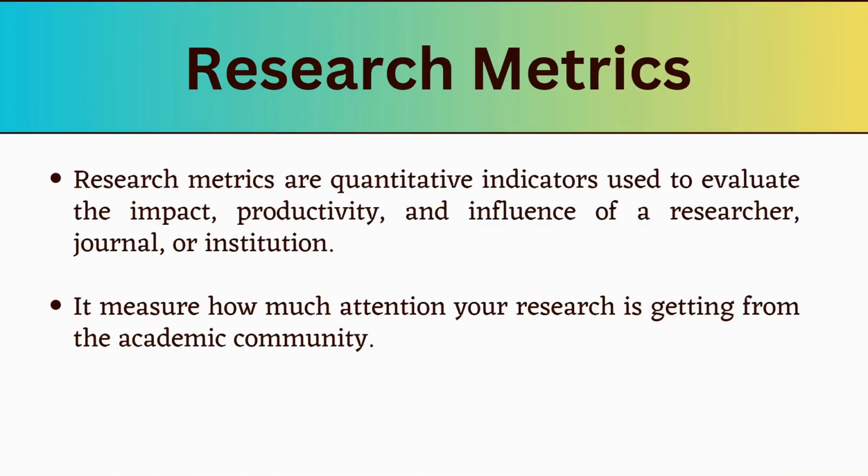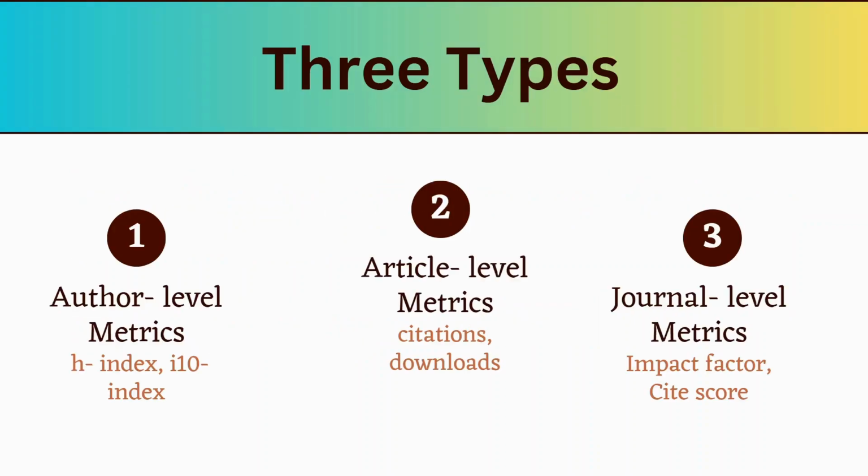Let us first understand what are research metrics. Research metrics are quantitative indicators used to evaluate the impact, productivity, and influence of a researcher, journal, or institutions. In simple words, they measure how much attention your research is getting from the academic community. There are three main types of metrics.